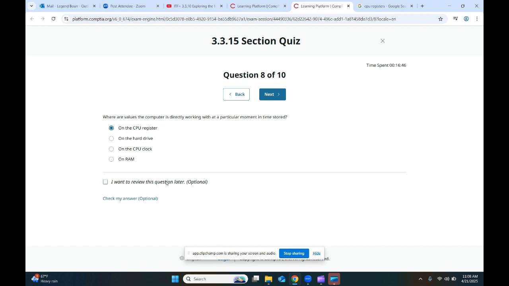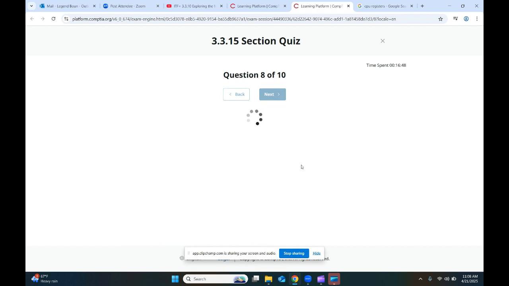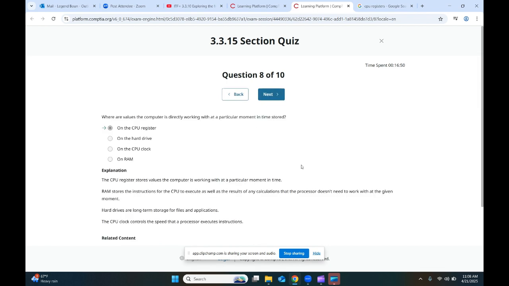I'm pretty sure. Let me go ahead and check my answer. Yes. The RAM is able to keep up, but basically all that information is preloaded. The CPU pulls it into the register for it to work with.